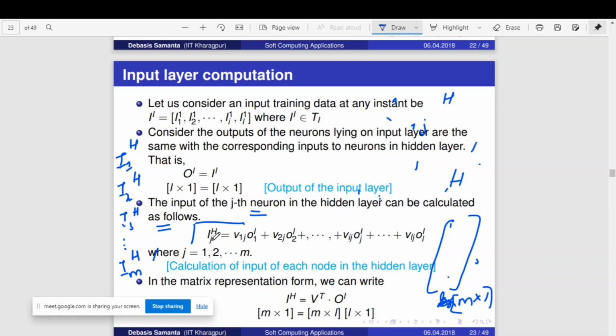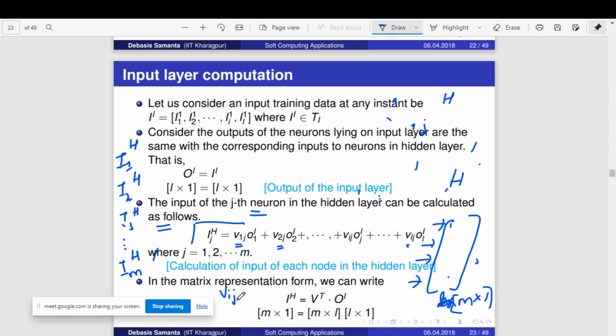So this j we are ignoring because now we are representing this as a matrix. Basically this is a vector, not a matrix, because it has only rows, there are no columns. So it means it has many entries, where the length of j is equal to m. So IH is equal to VT times O. VT is all these V1j, V2j, so on and so forth. This is weight. This is a matrix.